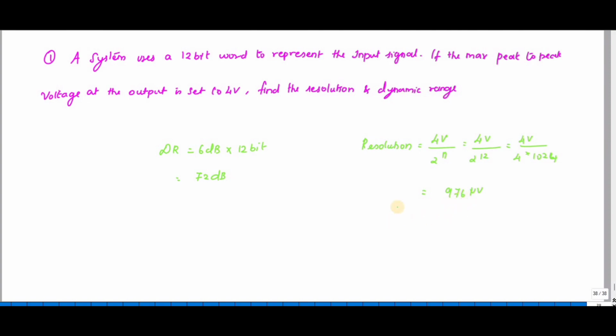Okay. So in another way also you can find the dynamic range. The dynamic range is equal to 4 volt divided by this resolution. So 4 volt divided by 976 micro is nothing but 4096. Okay, 4096. So if we take 20 log of 4096, you will get the answer as 72 dB.